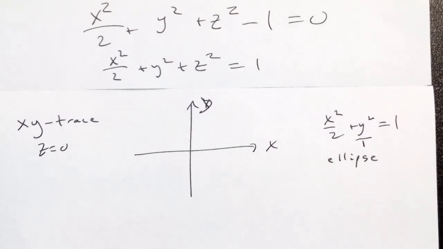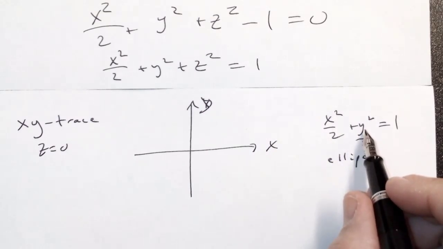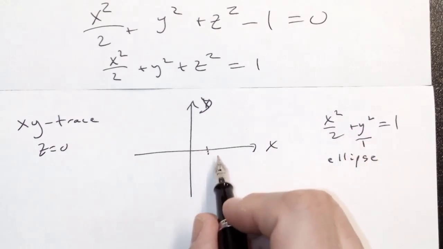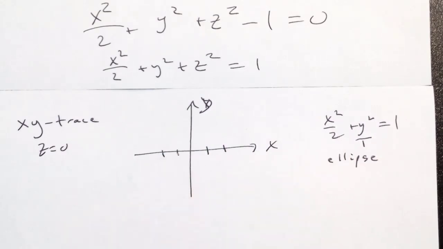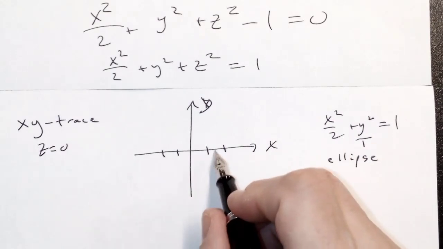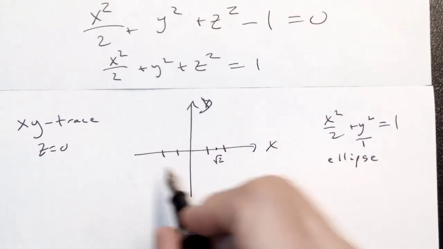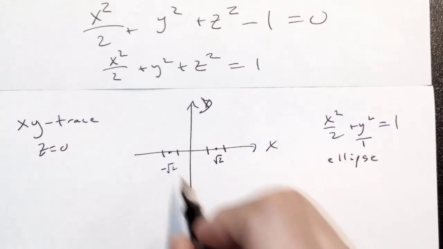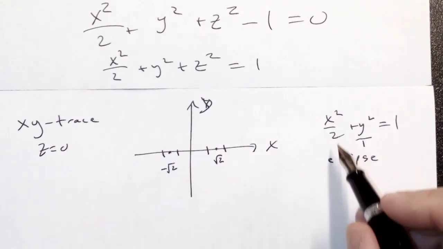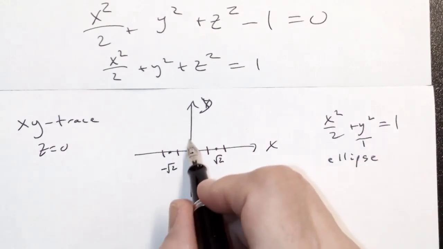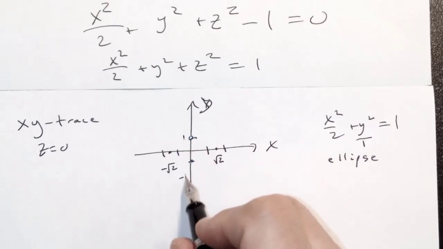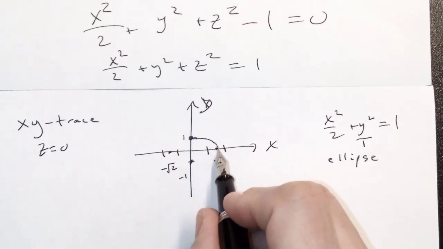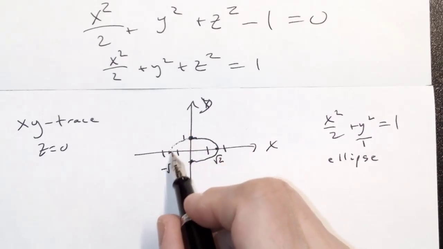And now I do the same thing we did when we were drawing the ellipse earlier. And I say, okay, that means if y is 0, x is going to be plus or minus the square root of 2. So I'll need to go out to the square root of 2 on each side. And if x is 0, then y is plus or minus 1. And I have an ellipse.